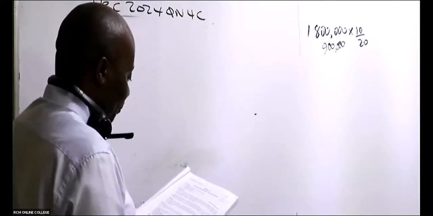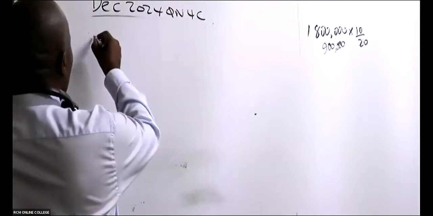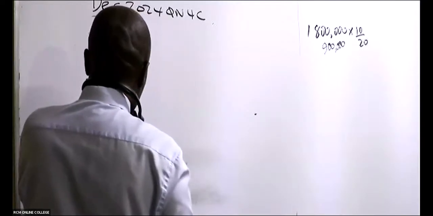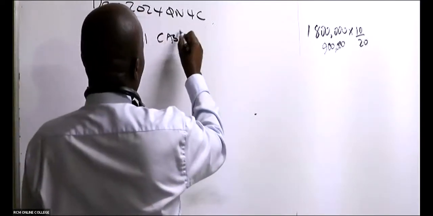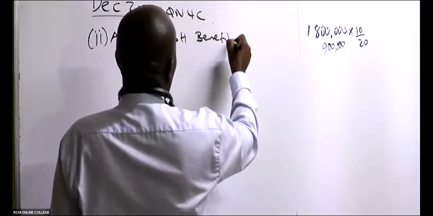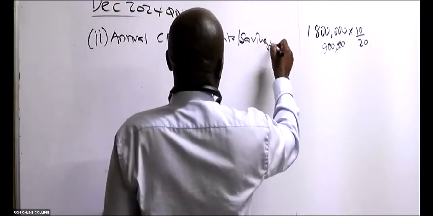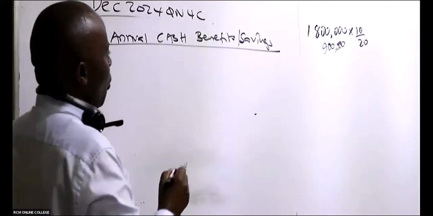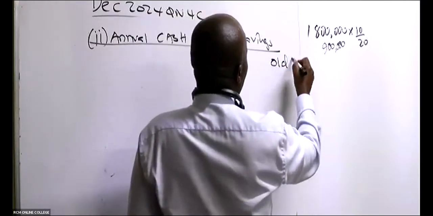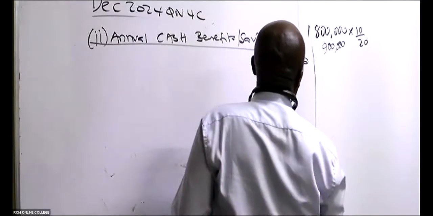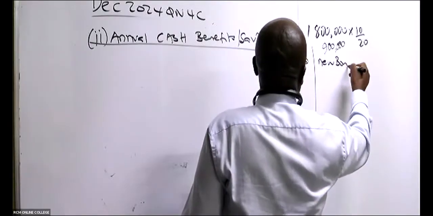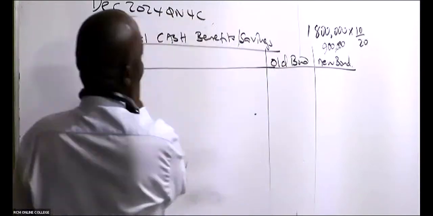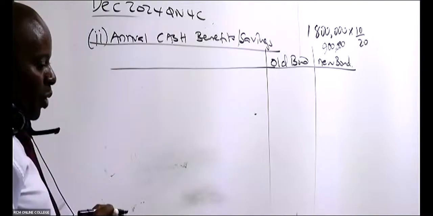We have here number 2: annual cash benefits or savings. So then here we shall be able to compare 2 bonds, old bond and new bond. That's what you do. So old bond versus new bond.